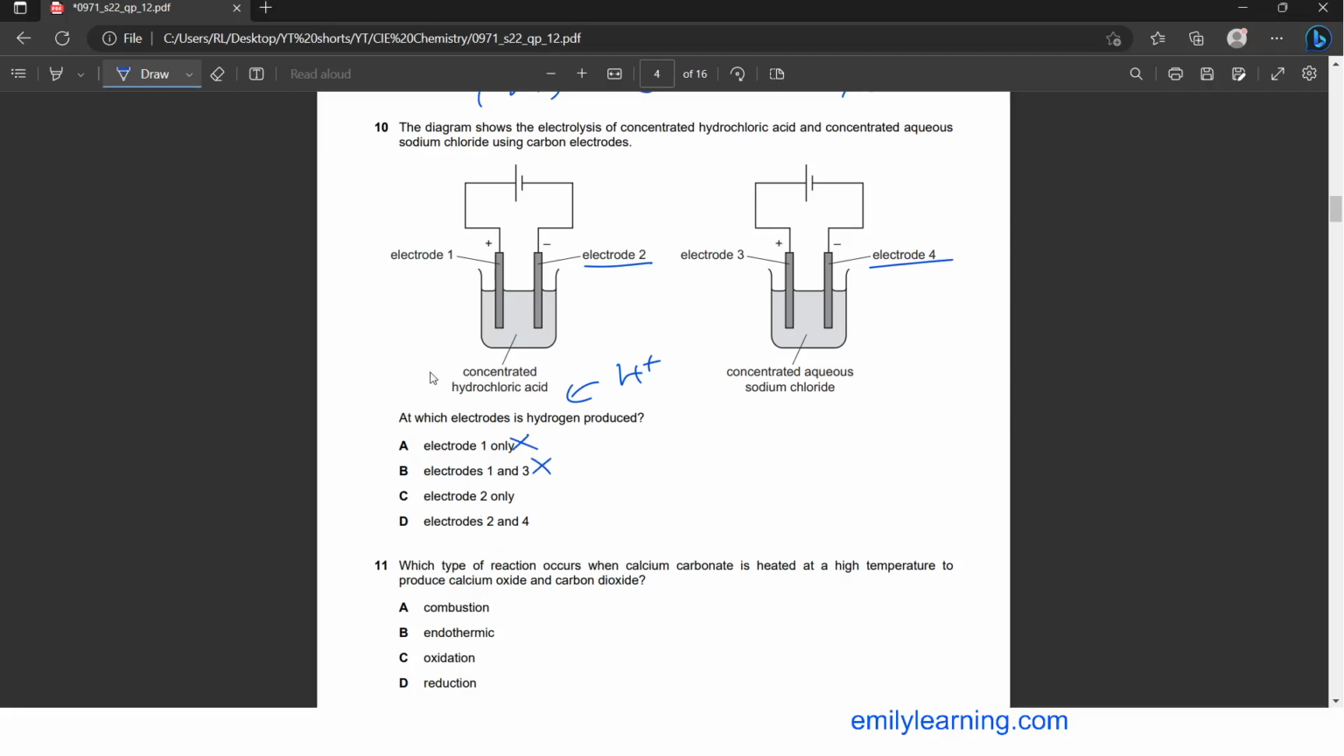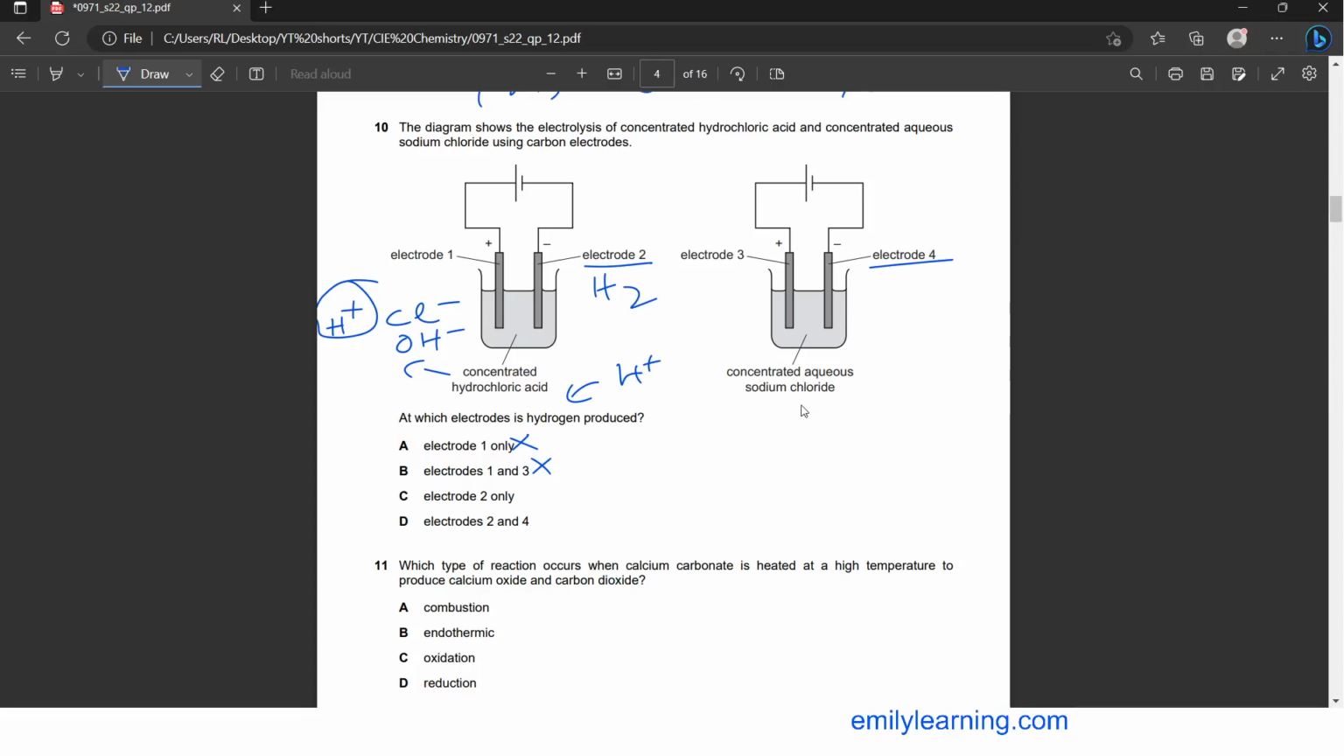Next we have concentrated hydrochloric acid. In concentrated hydrochloric acid, I have H+ and Cl-, as well as water. Water will also contribute OH- as well as H+. So you only have 1 positively charged ion here, which is H+. H+ is discharged to form H2. So electrode 2 will have hydrogen.